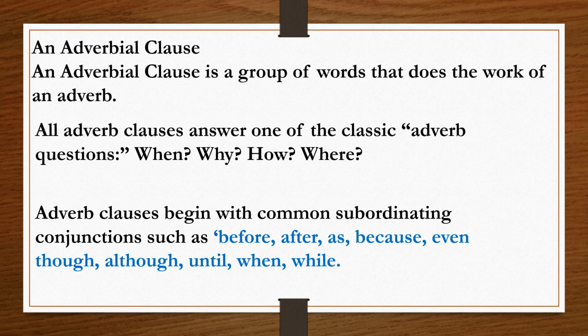Adverbial clause. An adverbial clause is a group of words that does the work of an adverb. All adverb clauses answer one of the classic adverb questions: when, why, how, and where. Adverb clauses begin with common subordinating conjunctions such as before, after, as, because, even though, although, until, even, and while.